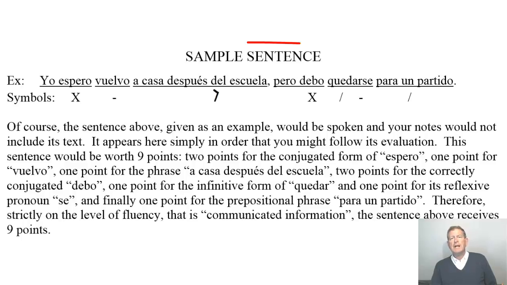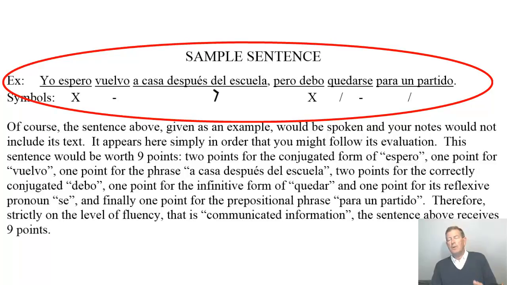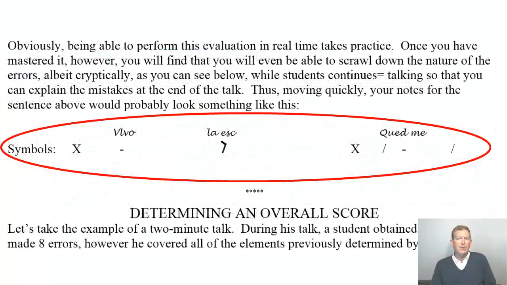You can take a look at a sample sentence here where you can see how these particular symbols correspond to the elements in the sentence. And down below you can also see a place where, in addition to recording the symbols that correspond to their speech, I inscribed in abbreviated form above the mistakes some kind of a clue to remind me of what the mistake was, so when the student would finish his or her talk, I could provide corrections about specific mistakes that the students made.